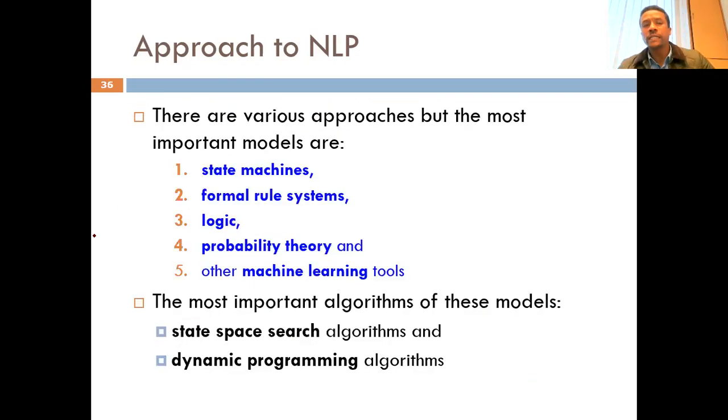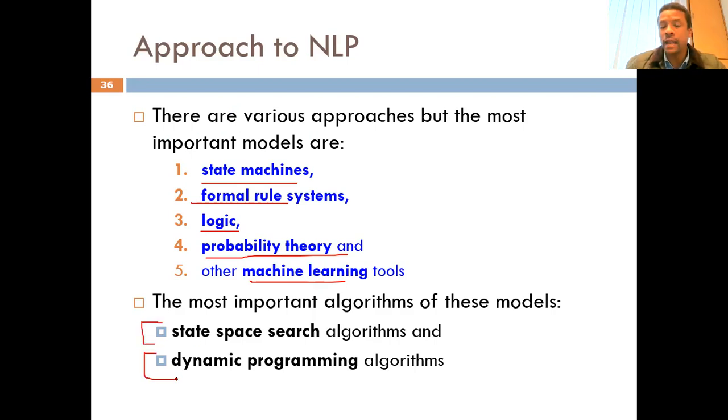So the approaches that we have for NLP can be of many types. You can have finite state machines, you can have formal rule systems, especially whenever you think about a rule-based approach. You can use logic, specifically for semantic analysis. We can also have probabilistic methods, as well as machine learning tools. And most of the time, a finite state search space as well as dynamic programming are the two most common models that we are using. Now let's go one by one through each of these.